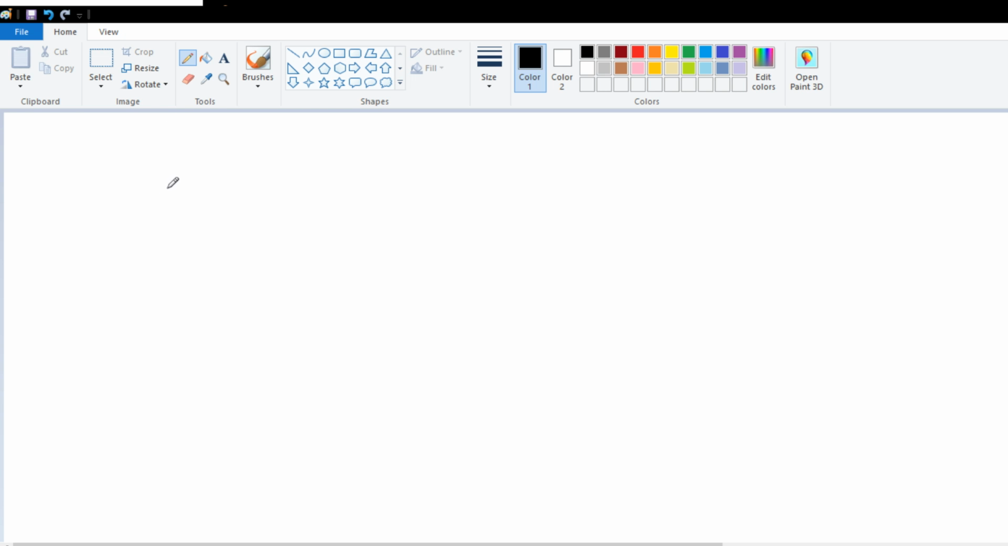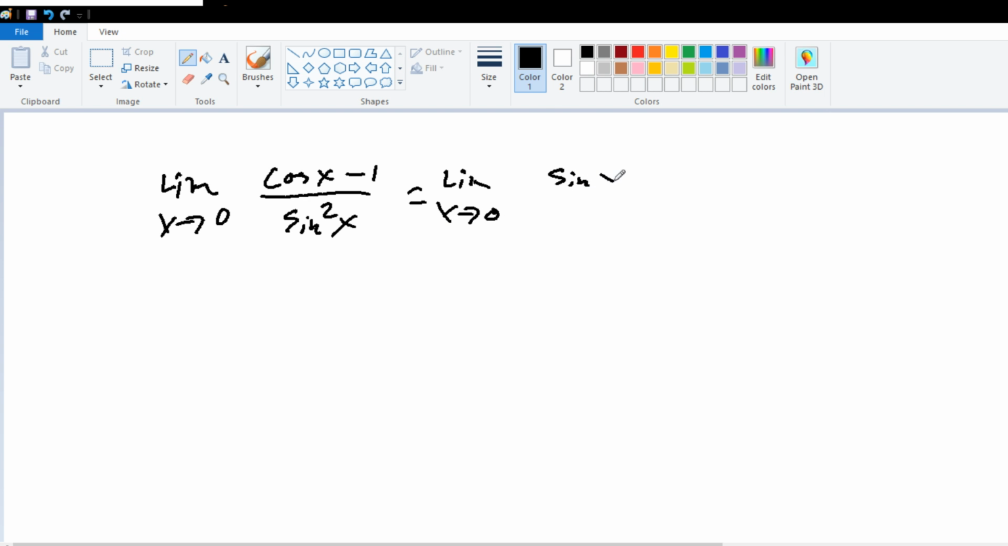Okay, let's do the next one. We have the limit as x goes to 0 of cosine x minus 1 over sine squared x. Well, let's take a derivative. We get negative sine, the limit as x goes to 0 of sine x negative over 2 sine x cosine x. The signs cancel. And we get negative 1 over 2 times 1, which is negative 1/2.